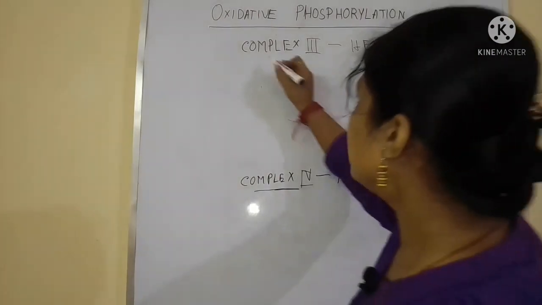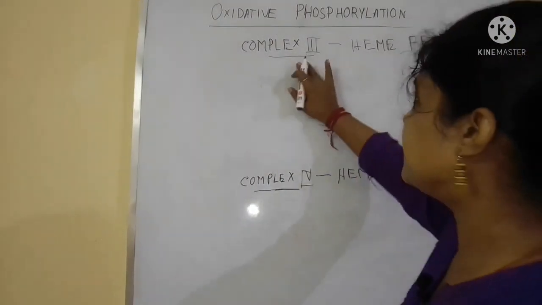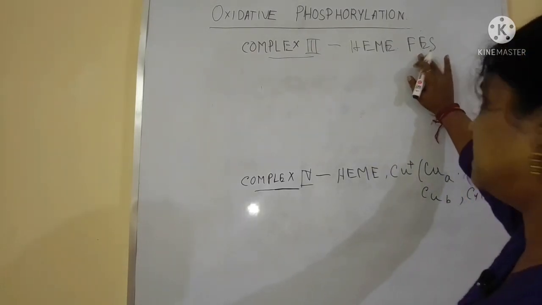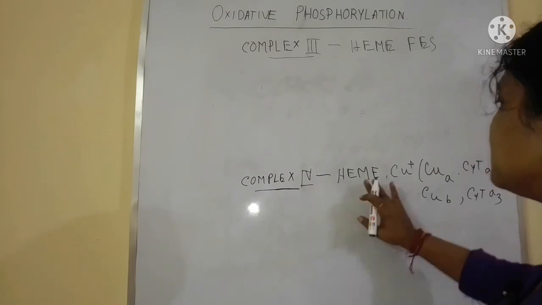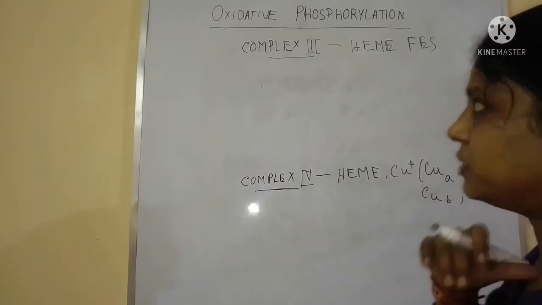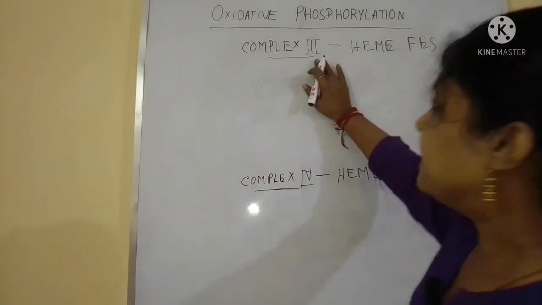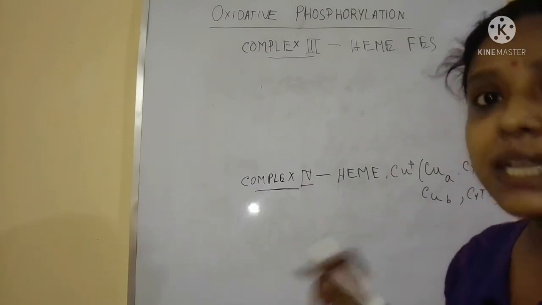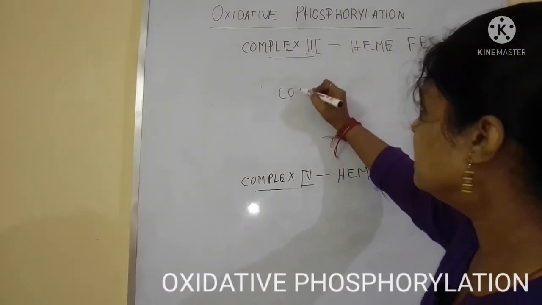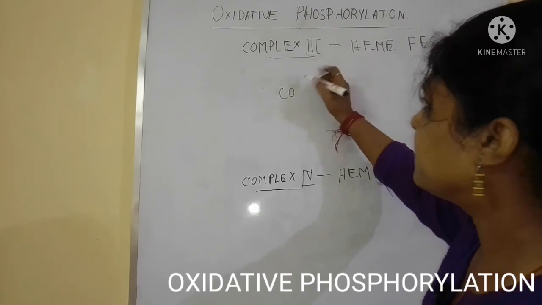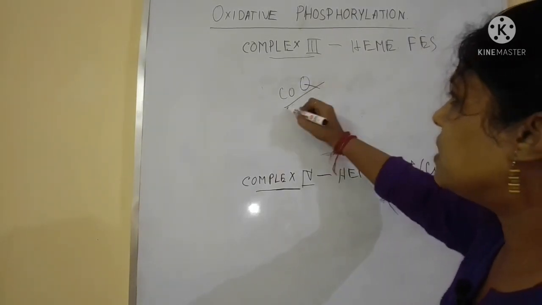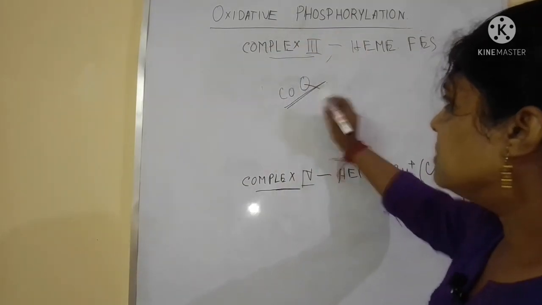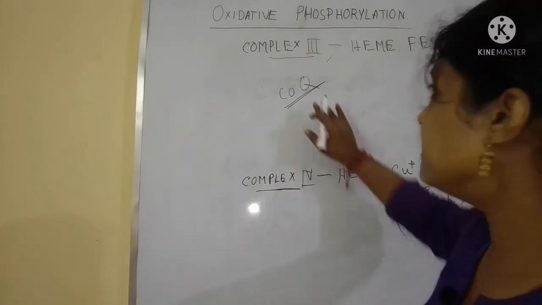Next, what is the role of complex 3? Within complex 3, there is heme and iron-sulfur cluster, and in complex 4, there is also heme and copper. Okay. So, what is the role of complex 3? Actually, complex 1 and complex 2 both transfer the electron to coenzyme Q, the CoQ that is present within the complex 3. Now the electrons, how are they transferred from the CoQ?